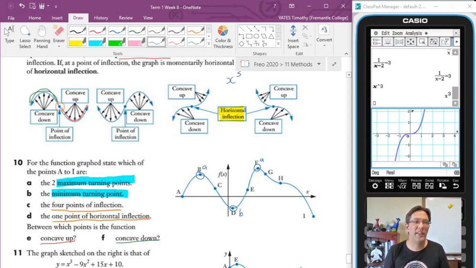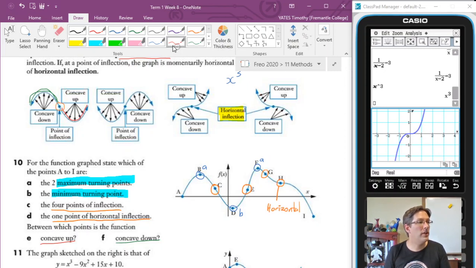Where are our 4 points of inflection? Well, pretty much they're points where we're transitioning from curving down to curving back up again. We've got one there, one there. This is an interesting one. It sort of goes from curving down to curving back up and then goes back to curving down again. So these are our 4 points of inflection. And only one of them is horizontal, and appropriately enough, it's the one that's labeled with H. So we've got our horizontal inflection right there.